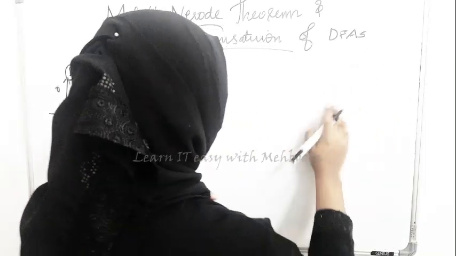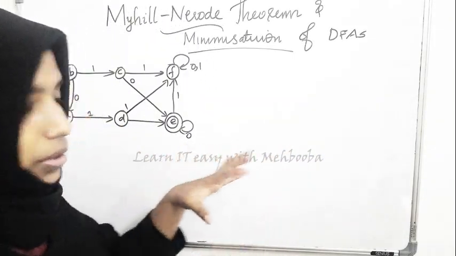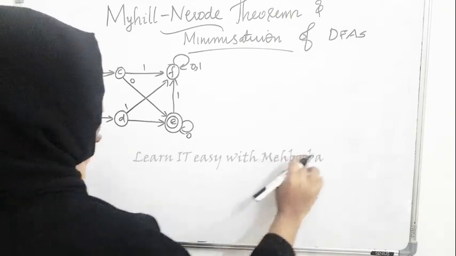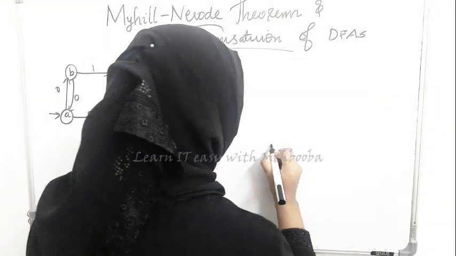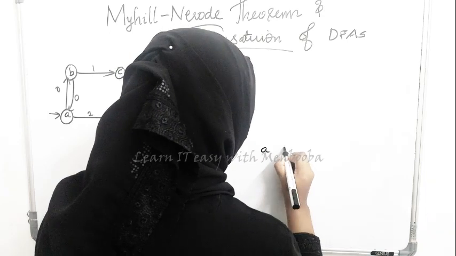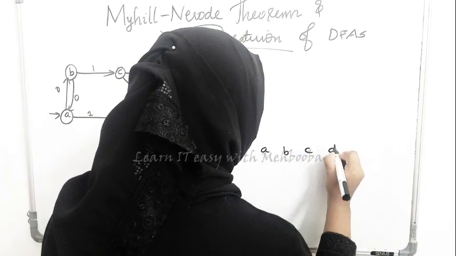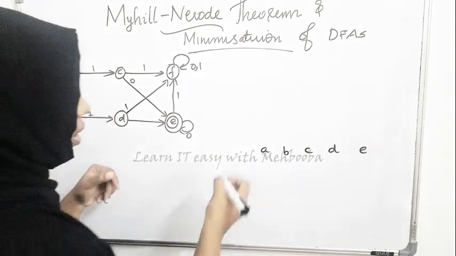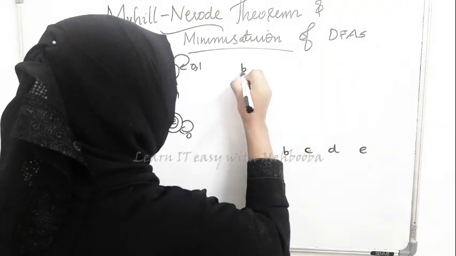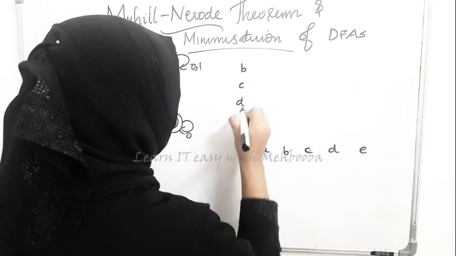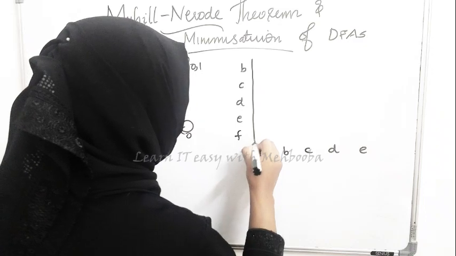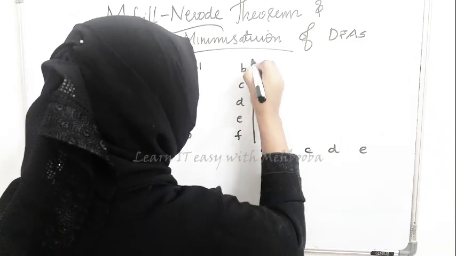As I have told you earlier, you can draw the table as follows. In the horizontal line you can omit the last state and draw all the other states: A, B, C, D, E. Now on the other line you can omit the first state and write all other states: B, C, D, E and F. Now we can draw the pairing of states.